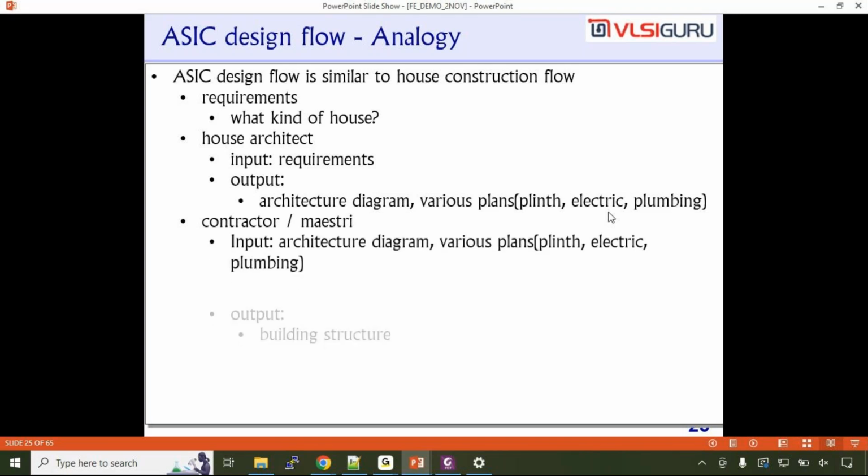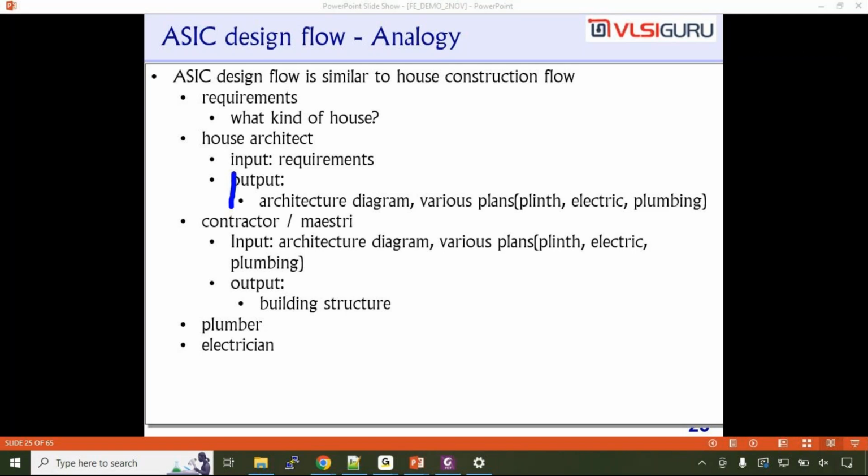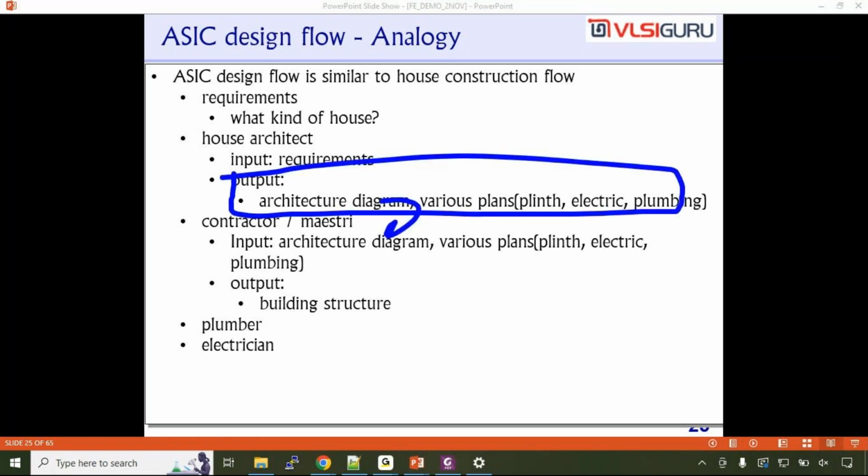So it happens at different stages. The point I am trying to tell is that whatever is the output of this stage becomes input to the next stage. You got it, right? So that is how the VLSI flow also works.